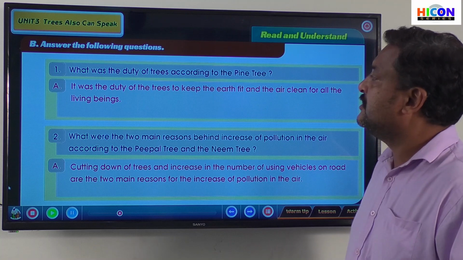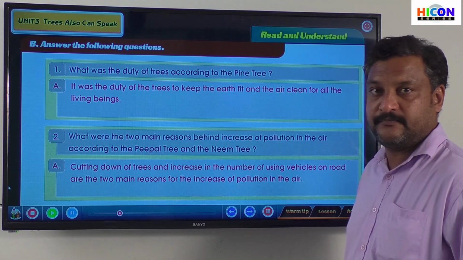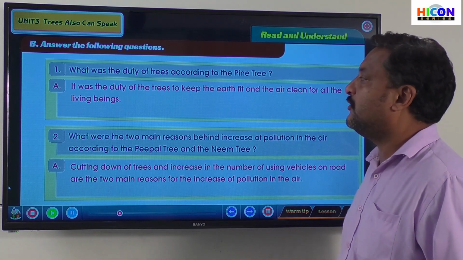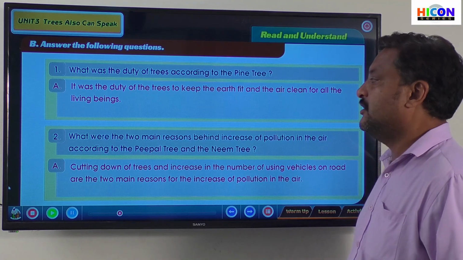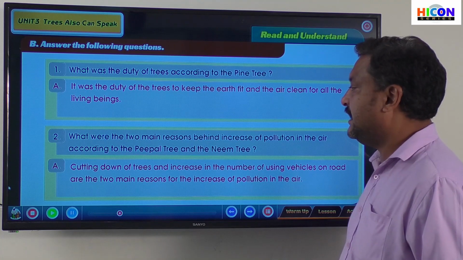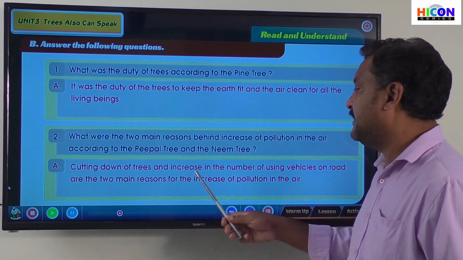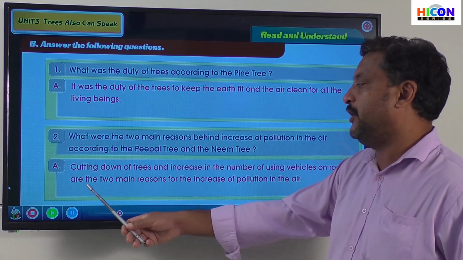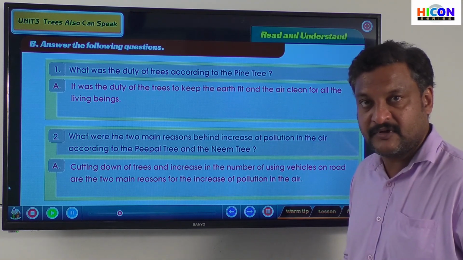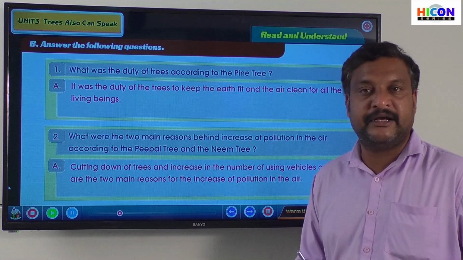Right? So first question, what was the duty of the trees according to the pine tree? It was the duty of the trees to keep the earth fit and the air clean for all the living beings. Second, what were the two main reasons behind the increase of pollution in the air according to the peepal tree and the neem tree? Cutting down of trees and increase in the number of vehicles on the road are the two main reasons for the increase of pollution in the air. Right? So now I will keep the screen the same for another minute so that you can read it yourself. Right?